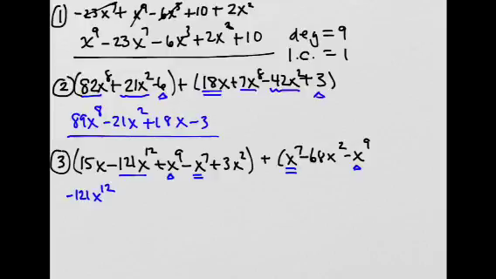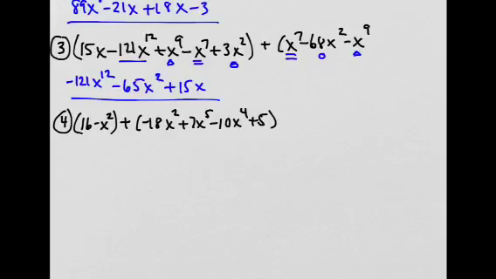After that, it's x squared. So I've got this one, this one here, and this one here. So negative 68 plus 3, that gives you negative 65. Okay, and then there is an x, 15x. Okay, and that takes care of all the terms. So here's the answer.